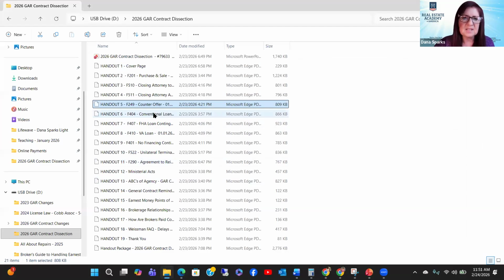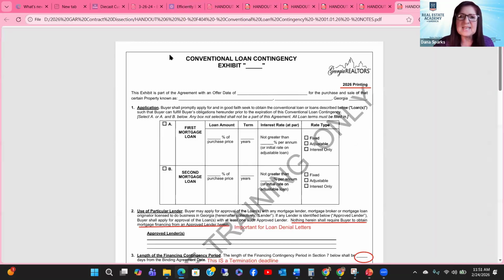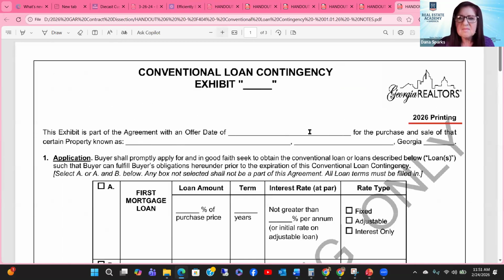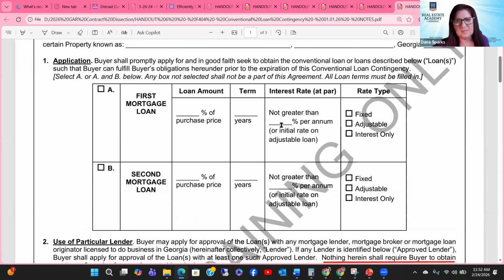Okay, let's talk about these loans. This is the conventional loan contingency exhibit. I'm going to cover the loan exhibits. Bear with me. I'm going to quickly go over the closing attorney as holder of earnest money and the TNR after this. But the majority of time, we go till 12:30. So we will get finished. All right. Again, you fill in the offer date and the property address.